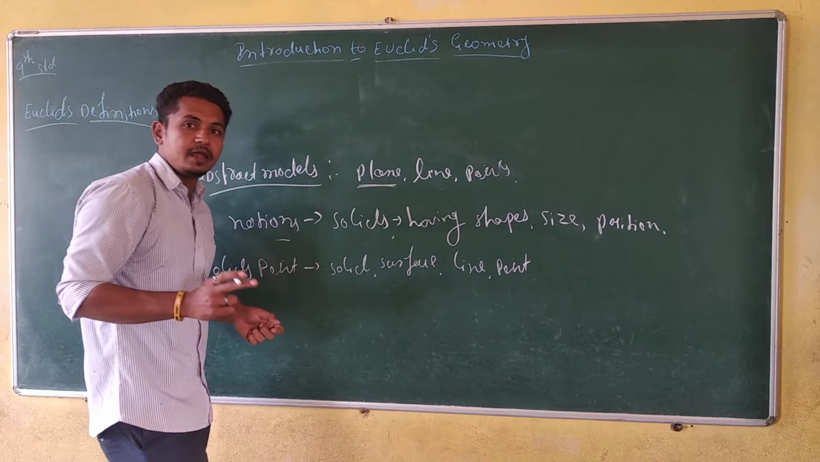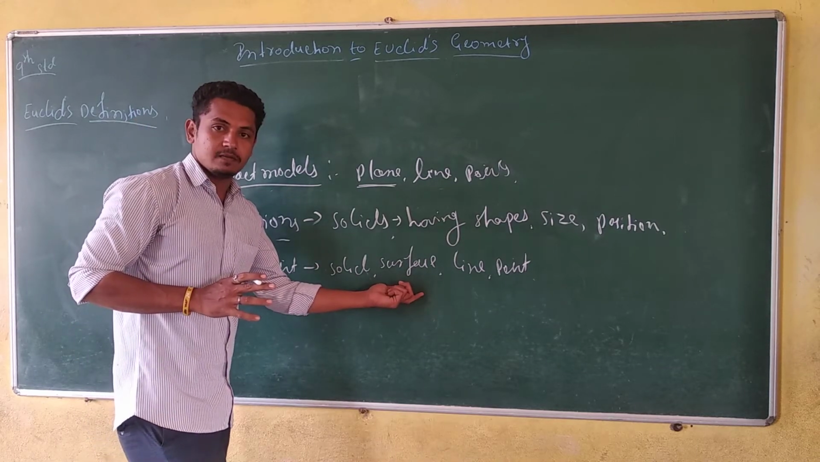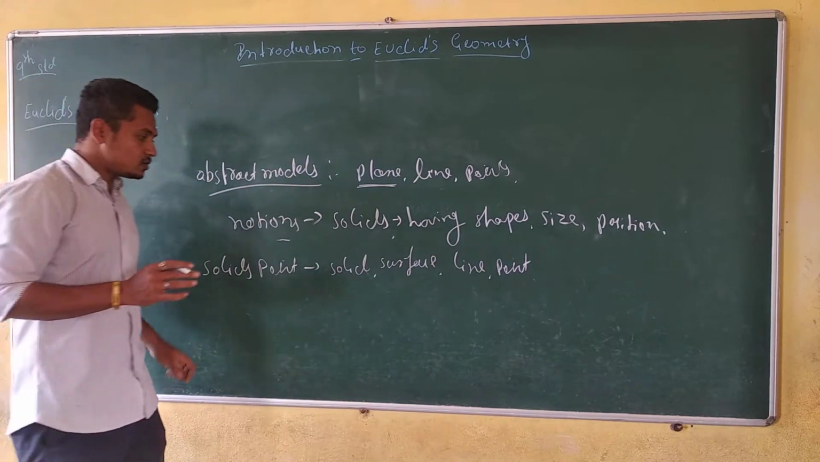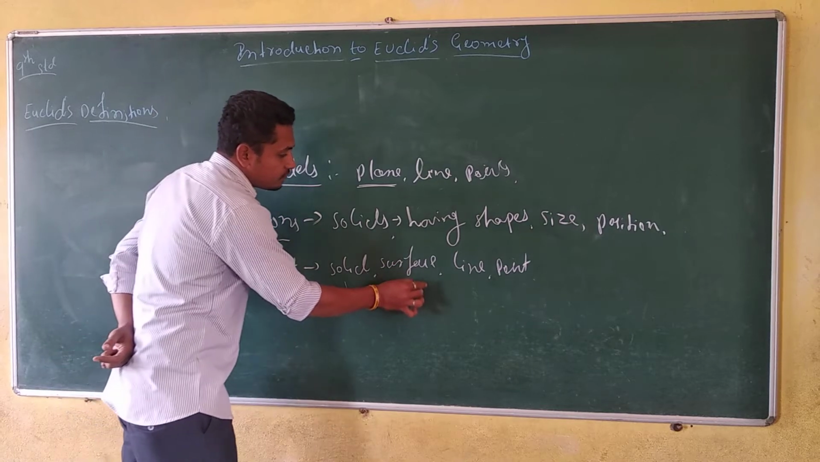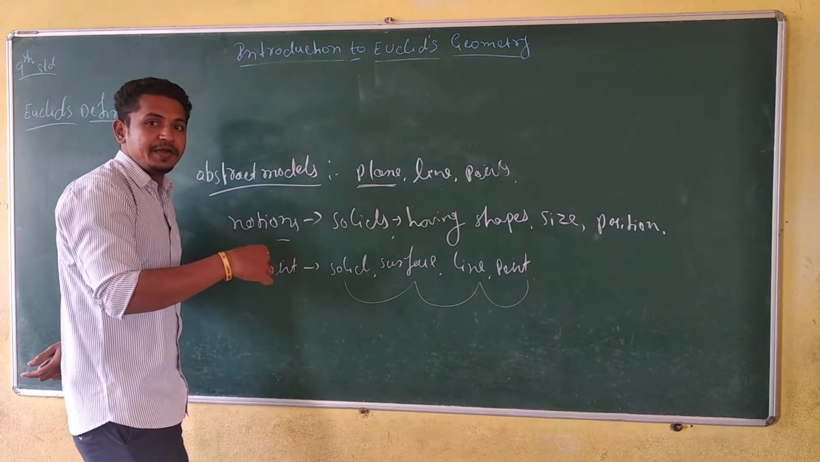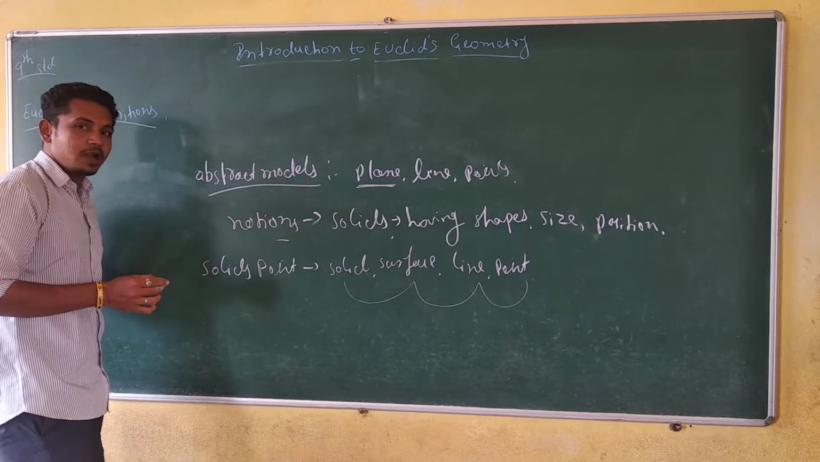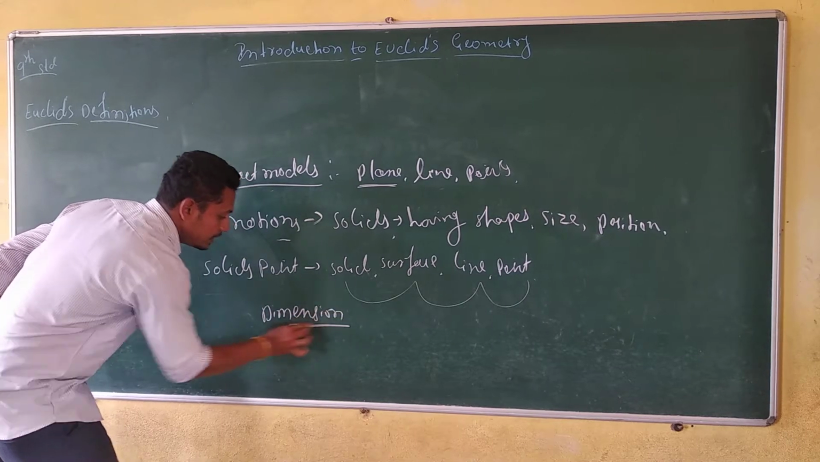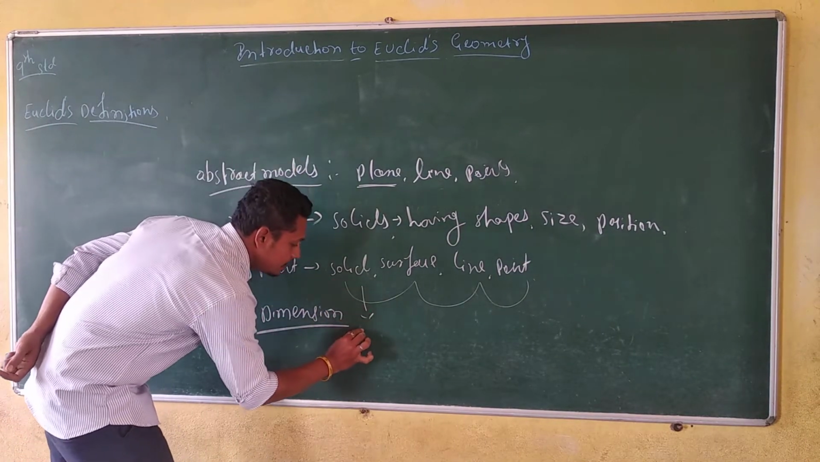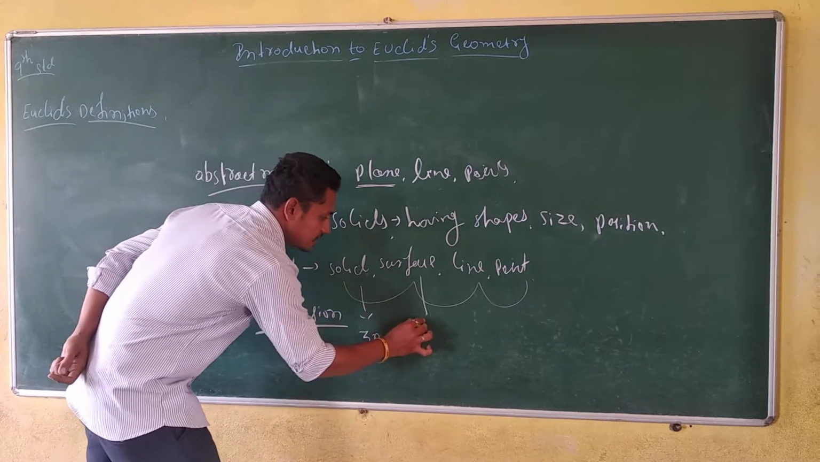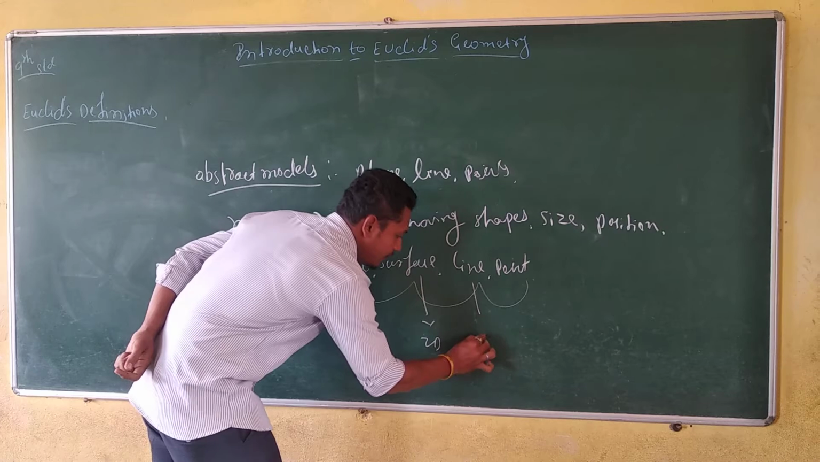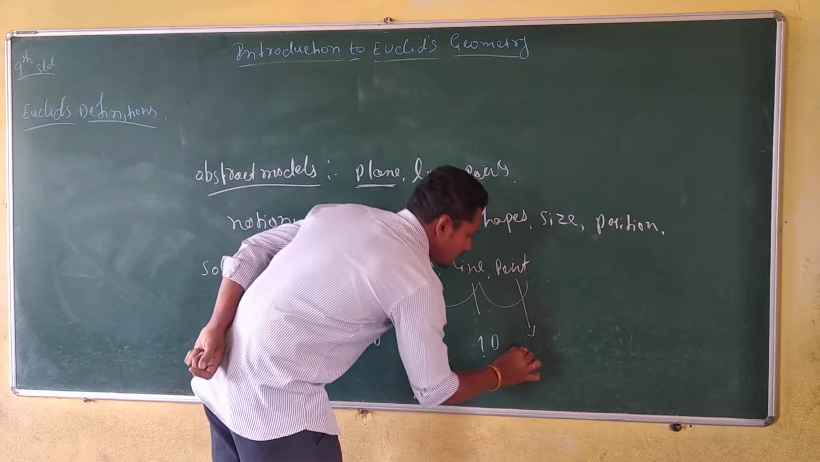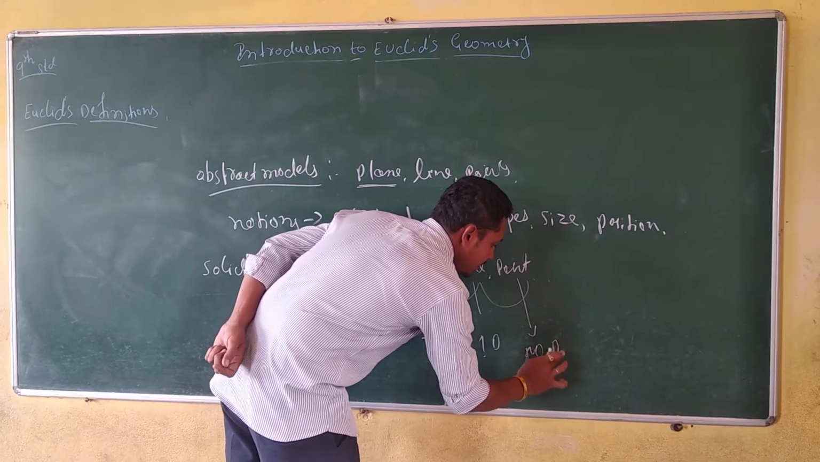The surface has only 2 dimensions, and it has no width. Is it right? So that's why these 4 decrease in their extension. That extension we call dimension, decreasing. The solid has 3 dimensions, the surface has 2 dimensions, the line has 1 dimension, and a single point has no dimension.